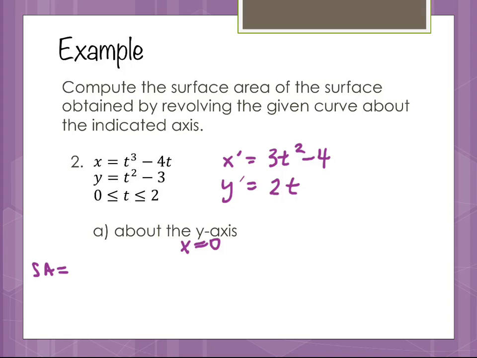The surface area is found by the integral. Our limits of integration are from 0 to 2 of 2 pi. And if you want to put the 2 pi in front, that's fine as well. That's giving you the rotation, right? 2 pi around a circle. I'm supposed to have the absolute value of x of t minus the x value I'm rotating around, but the x value I'm rotating around is actually x equals 0. So this ends up just being the absolute value of 3t squared minus 4.